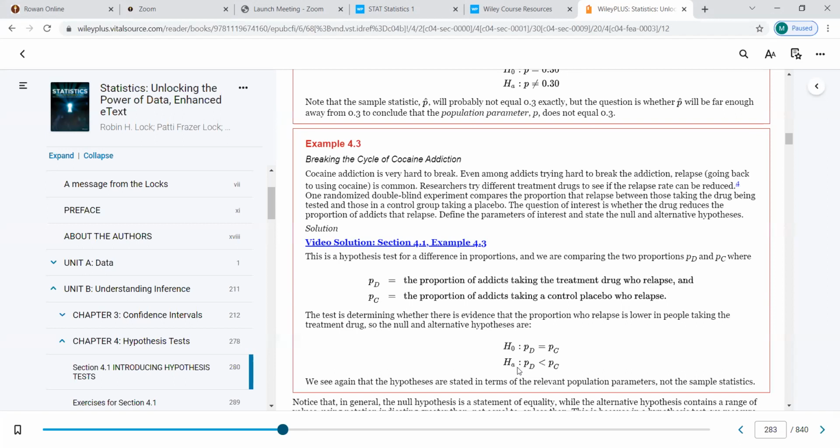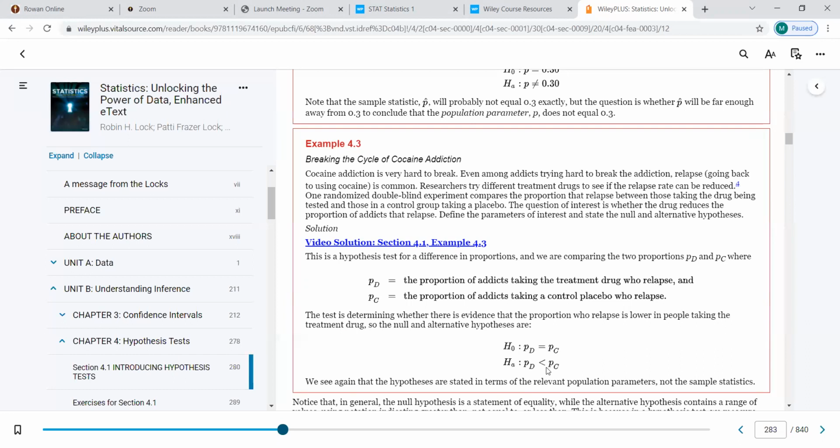All right, so the alternative hypothesis is that the proportion of the drug group should be less than the proportion in the control group that's not taking the drug. The null hypothesis: no difference between the two groups. That basically says the drug doesn't really help. So the null hypothesis in this case is the drug has no effect, and the alternative hypothesis says it does have an effect. It reduces the proportion of people who relapse.